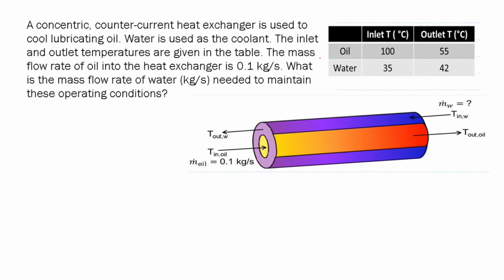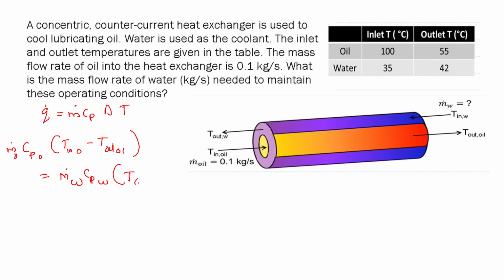Okay. Now for that, which formula do we have to use? So we know that Q, heat rate, will be mass rate times Cp delta T. Okay, so here you can clearly write that the mass rate of oil and Cp of oil times T inlet of oil minus T outlet of oil will be the same as the water case. So mass rate of water and Cp of water, similarly T out of water minus T in of water.